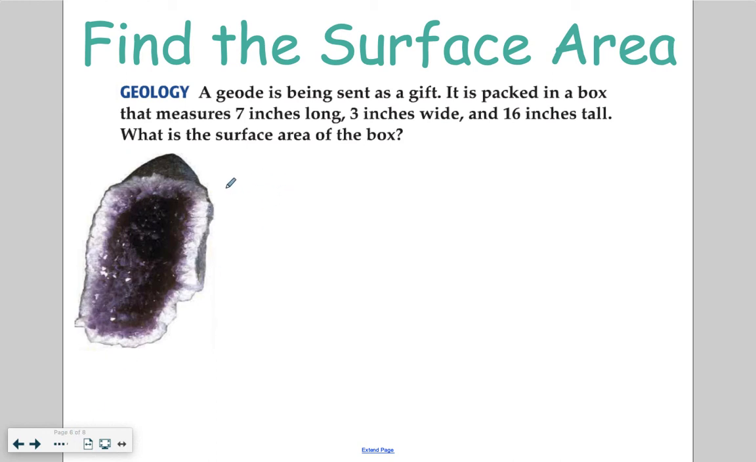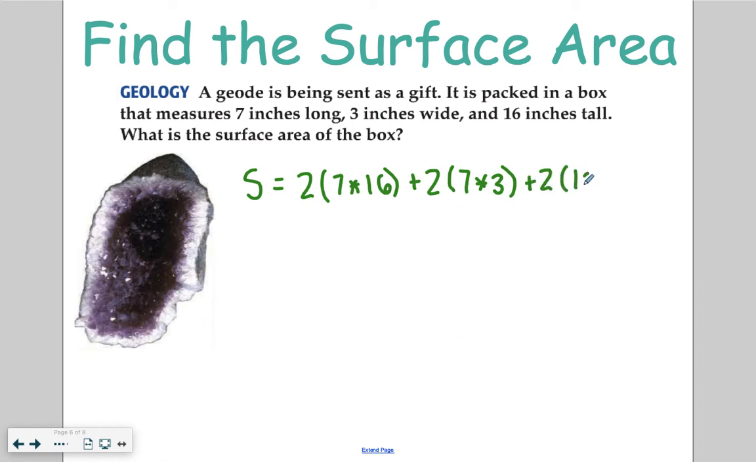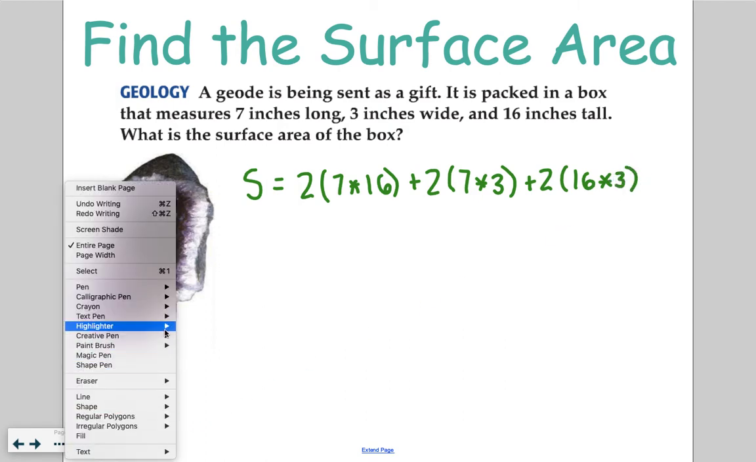So we're going to go through and say again our surface area. We're going to start with 2 times the length times the height, so 2 times 7 times 16. And then we're going to add on 2 times the length times the width, so 2 times 7 times 3. And then we're going to add on 2 times the height times the width, so 16 times 3. Again, we're going to need to solve each of those components.